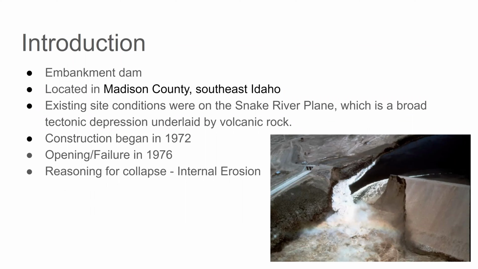Construction for this dam began in 1972. The opening of the dam was in 1976, and soon after, the failure actually occurred. The reason for collapse, based on Google's answer, would be internal erosion, but we will come back to that later.